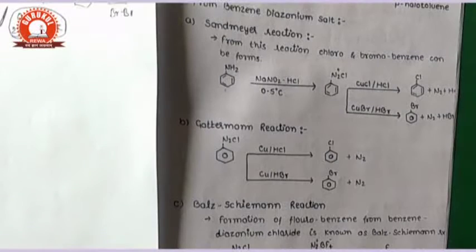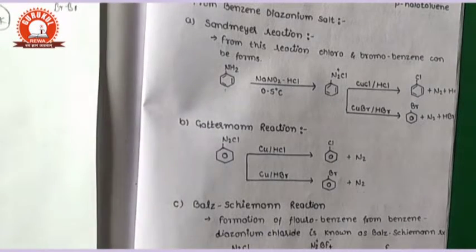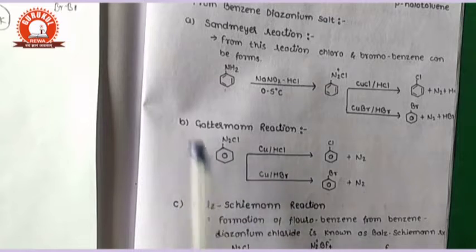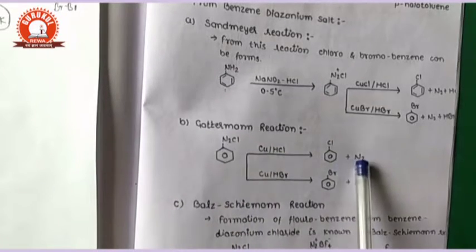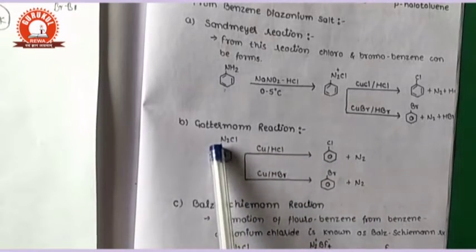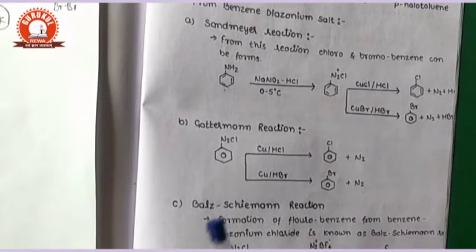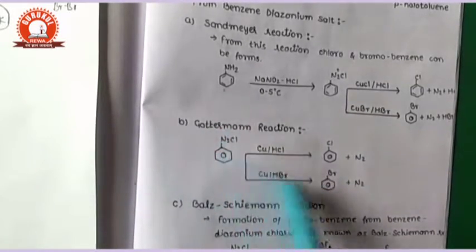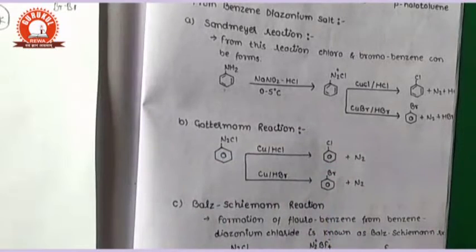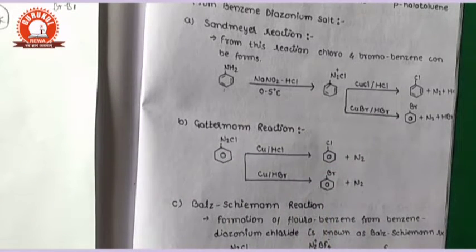Okay, the next method of preparation is the Gattermann reaction: benzene diazonium chloride, N2Cl, reacts with Cu plus HCl. The N2 will be eliminated and the Cl is attached here. In the case of HBr, the CuCl is released along with the nitrogen and we can form bromobenzene. This is the specific reaction.